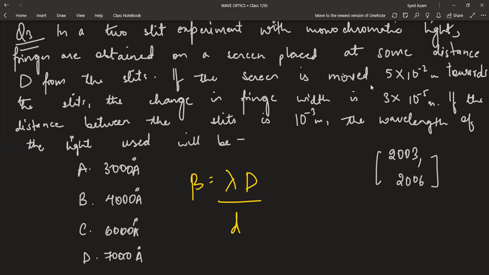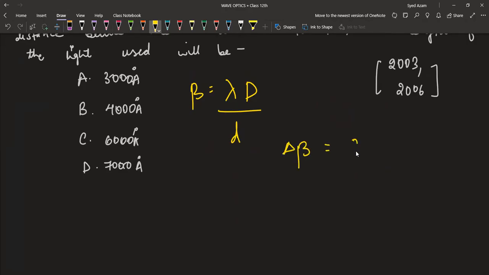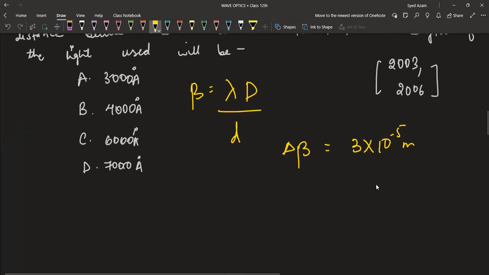Just one thing, class, where students commit error: this sentence says the change in fringe width is given as this. It means this is not the new fringe width. Rather, it is saying the change in the fringe width is 3 into 10 to the power minus 5. When it says this, it means there is a difference. There must be some initial value and some final value. So the change in beta is given as 3 into 10 to the power minus 5 meters. This is the change that has occurred, so be careful when you're solving this.